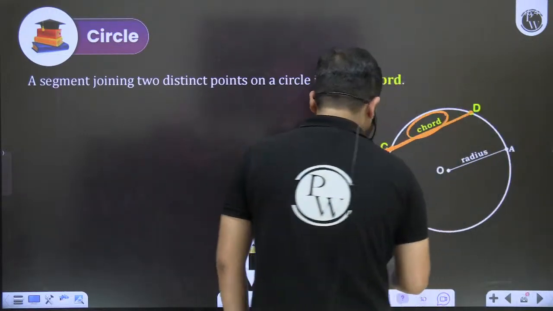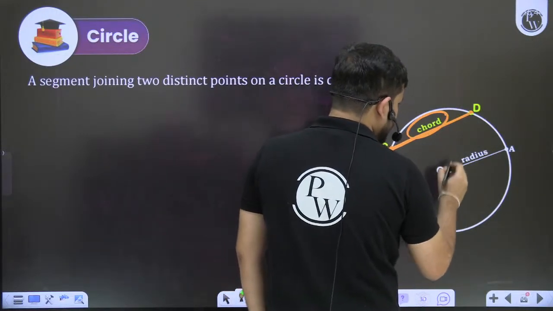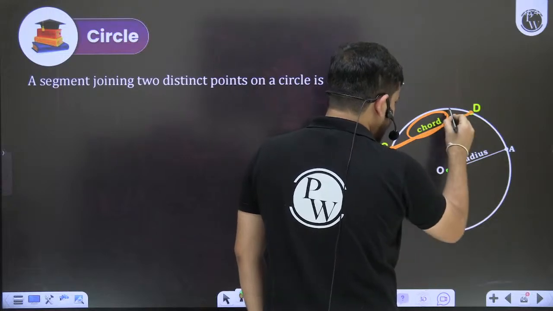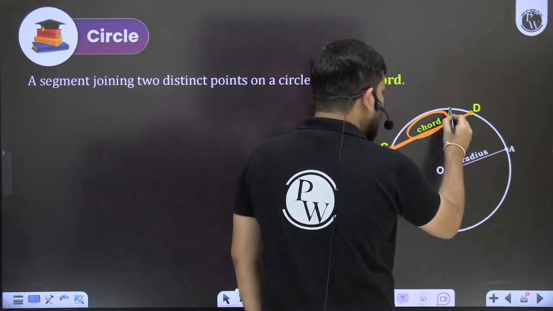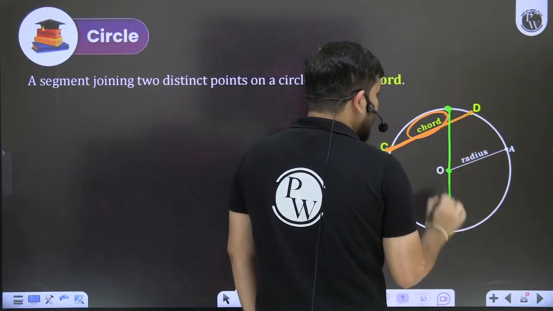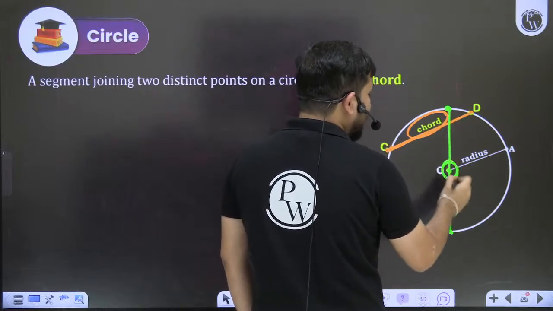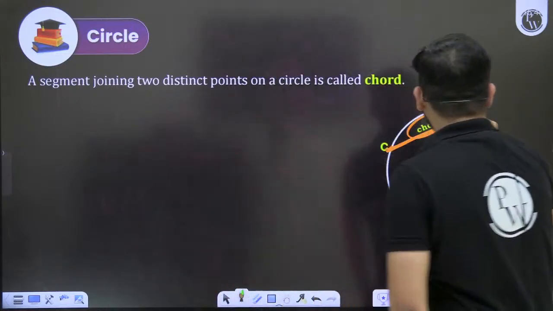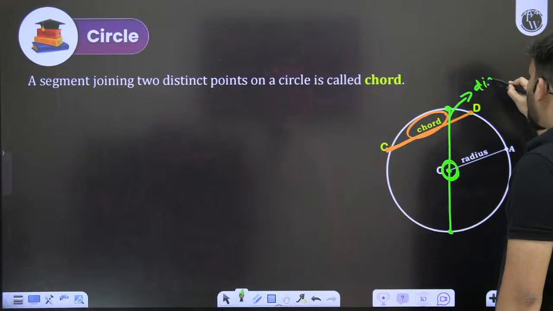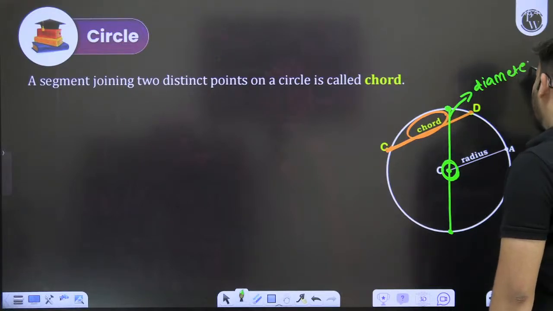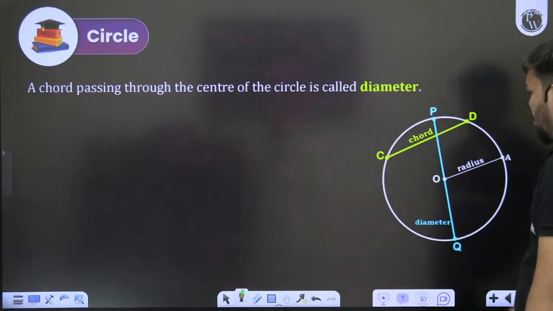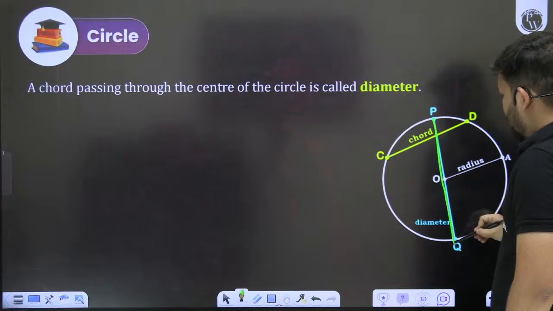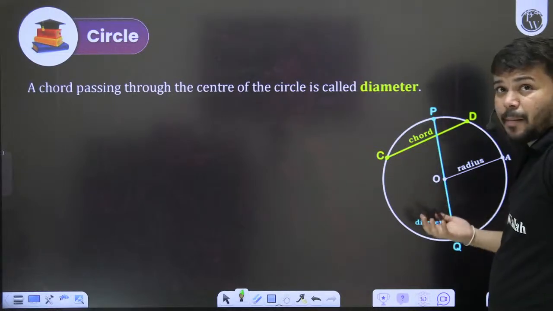And next, this is a circle, and I'm drawing one more line. So this is also a chord. That chord is passing through the center of the circle. Then that is known as the diameter of that circle. This is also a chord, but this is the diameter of that circle.